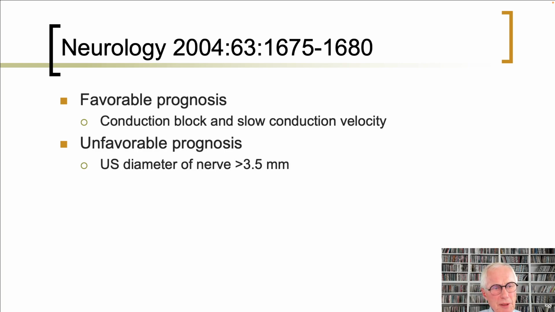The ones with a conduction block and slow conduction velocity on neurography were the ones that had a favorable prognosis, indicating that probably these were caused by temporary compression and only demyelination and not much axonal involvement. And unfavorable prognosis was associated with very large and thick ulnar nerves on the ultrasound.